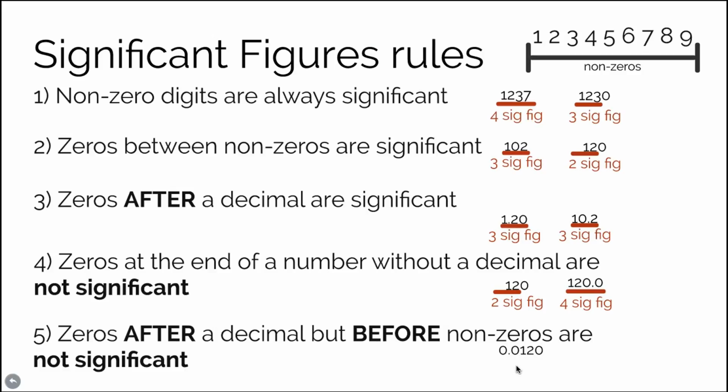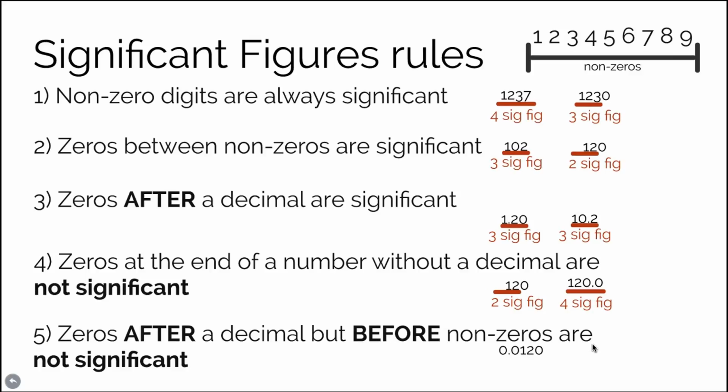So if we take the number 0.0120, well, if we follow that rule number 4 that came before, we would have this decimal here, so we would count this 0 that came before and the 0 that comes after. But actually, because these zeros come before the non-zero digits, we ignore them altogether and we just start our focus on the 1 and the 2.